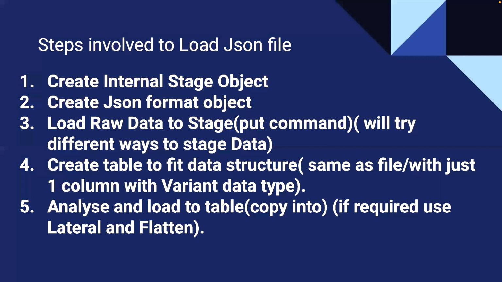Another way is we will create a stage table with only one column with a data type as variant, and dump the data from stage to that temporary table, and from there we will use the transformation logic and then load into the main table as well. So both the ways we'll try here. And as you know, when we are copying the data from stage to the table, we'll use the copy into command, and if required we'll use the lateral and flatten options also if we have the object within the object.